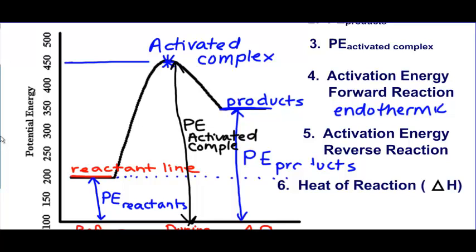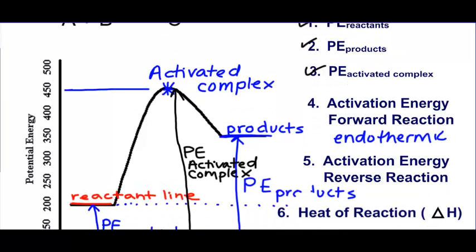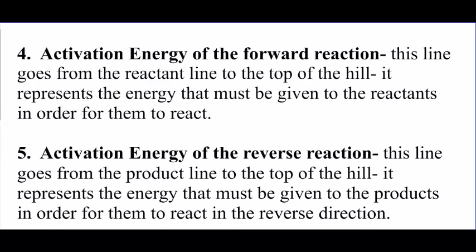So any line that begins at the x-axis is a potential energy. Wherever it stops, that'll tell you what it is. If it stops at the reactant line, PE of the reactants. Stops at the product line, PE of the products. Stops at the top of the hill, PE of the activated complex. Okay? So we've taken care of the first three things here that we need to label. Okay? I believe in our notes we have some information to fill in for one of those. Is it the PE of the AC? Where is it?